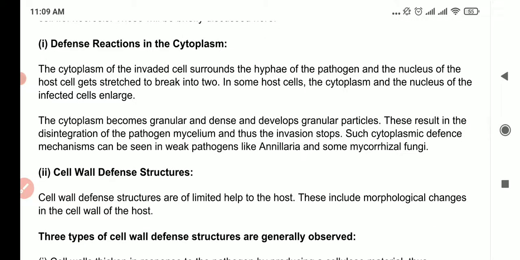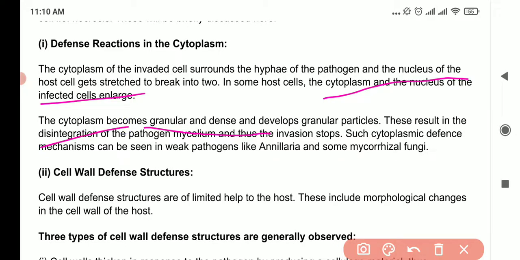The first one is the reactions in the cytoplasm. There are some defensive reactions in the cytoplasm. It becomes granular and dense. Then sometimes the cytoplasm may become infected. It will become enlarged and dense, and then it will disintegrate or destroy the pathogen.